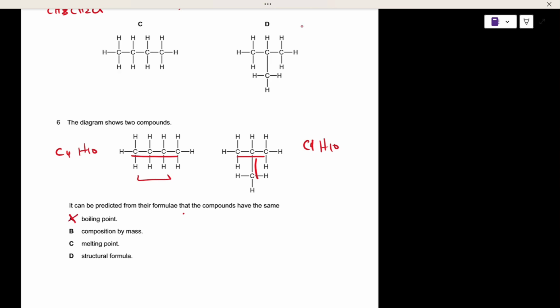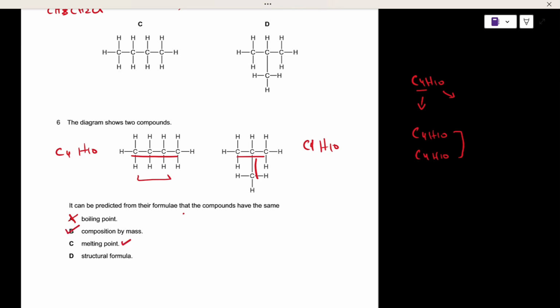Composition by mass. Now composition by mass means that if I were to write C4H10, it means what percentage of carbon is there and what percentage of hydrogen is there. So if I look at both of these figures, both of these are C4H10. This one is C4H10, the first one. The second one is also C4H10. So when I figure out the composition by mass, it's going to be the same for both. Why? Because in both of these scenarios they are in the same ratio. That's why this is also going to be the answer.